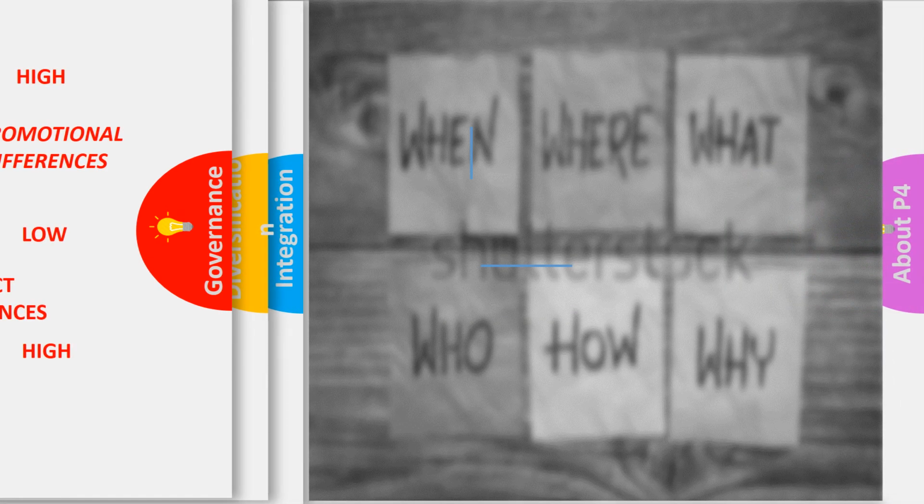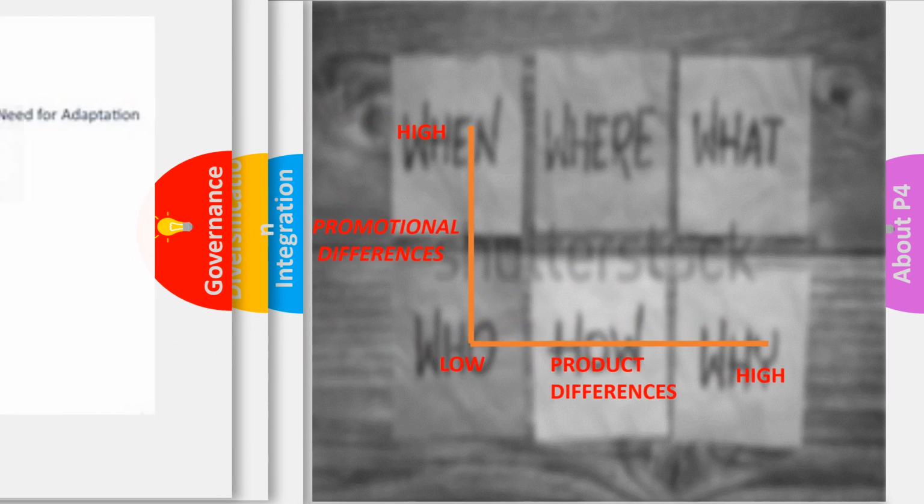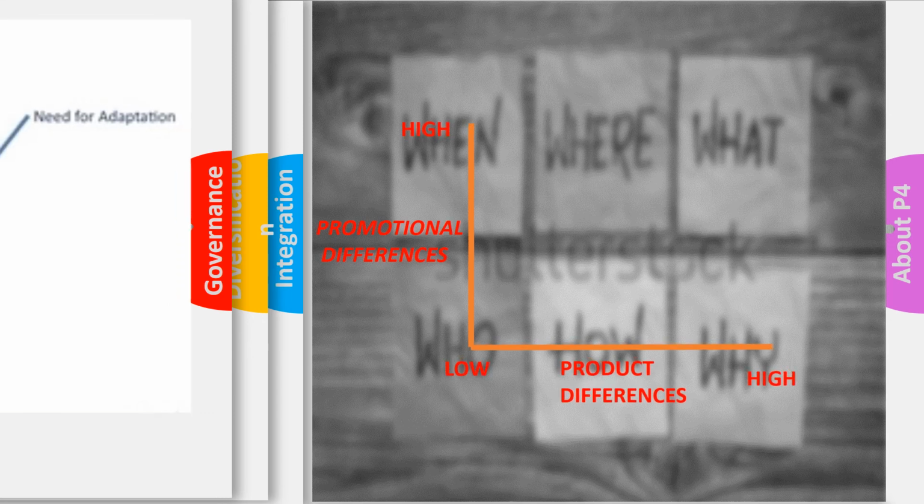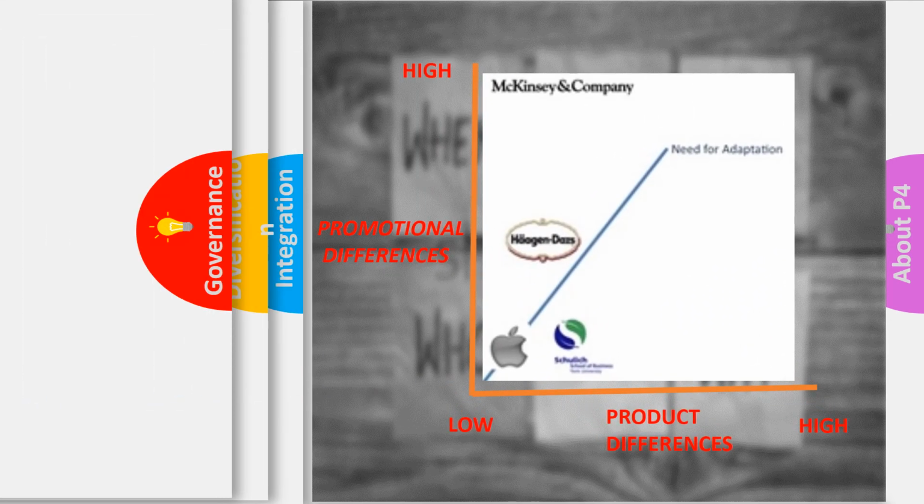So let's look at some company examples. On the axes we have either low or high product differences, or low or high promotional differences. And let's look at some companies that might fit this graph. We can see that Apple, for instance, has low product differences and low promotional differences. And what does that mean? If there are low product differences and low promotional differences, then you're standardizing more. But the higher the promotional differences and the higher the product differences, the more you need to adapt to different markets. But the lower they are, the more you're going to focus on standardization.